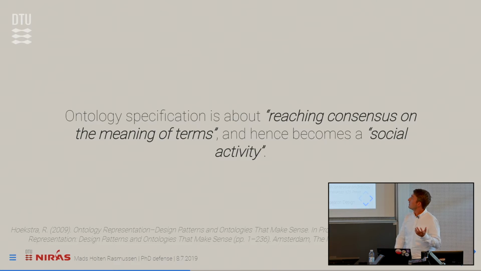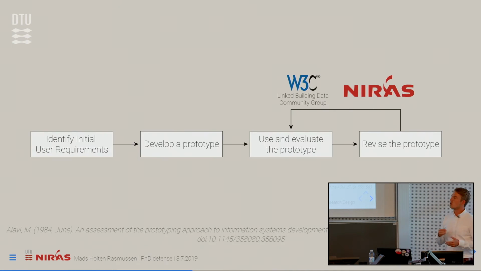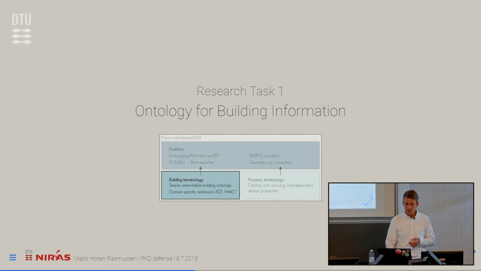An ontology specification, as described by Hoekstra, is about reaching consensus on the meaning of terms, and therefore it becomes a social activity. So the way I approached this was through more of a prototyping approach. Identify some requirements, develop a prototype, evaluate the prototype, revise the prototype, and I was so fortunate to sit in NIRAS where I could talk to my colleagues about how this worked. And also very early I got involved in the Linked Building Data community group, where at some point we had bi-weekly meetings, and we evaluated this and went to workshops like Linked Data in Architecture and Construction and had panel debates, and it evolved.